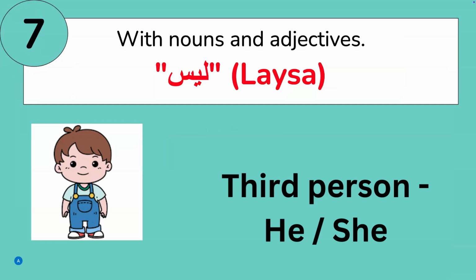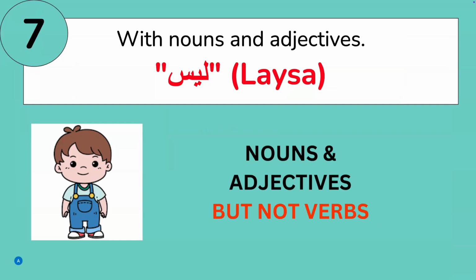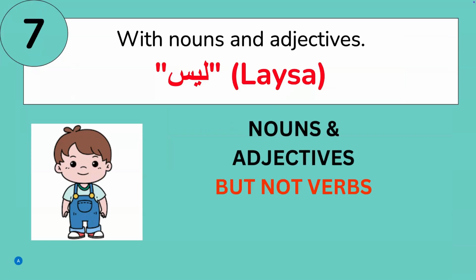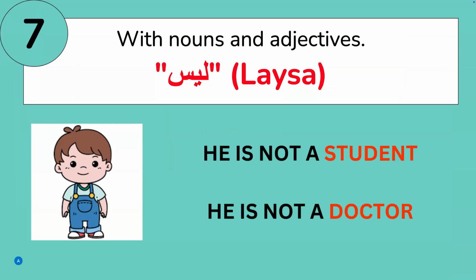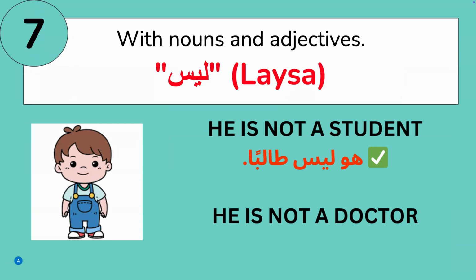Next we have, if there is something with nouns and adjectives, we use this word, laysa, to negate nominal sentences, which means sentences including nouns and adjectives, but we will not use it with verbs. What do we mean by verbs? Something which has an action in it, such as playing, going, driving, and so on. So we will not use laysa for negating verbs, but only for nouns and adjectives. Let's suppose he is not a student, he is not a doctor. In this case, student and doctor are nouns. So how do we say it? Huwa laysa taliban.